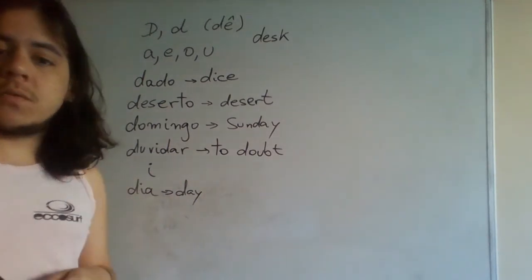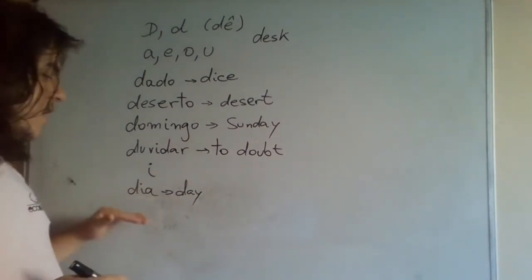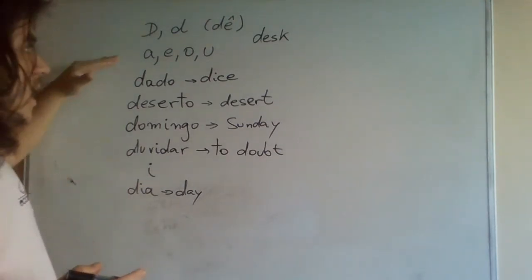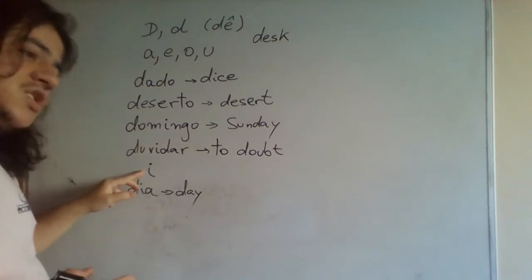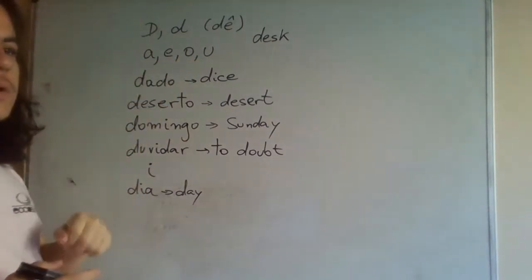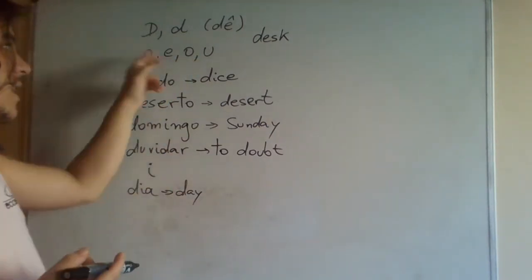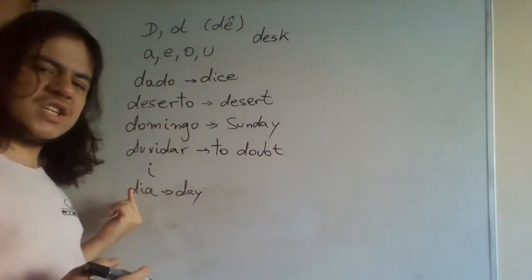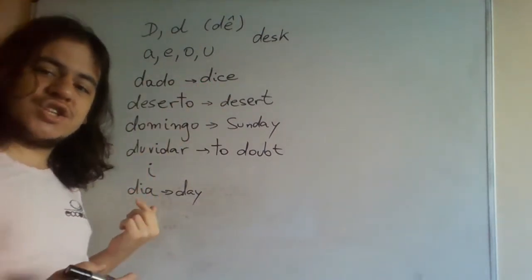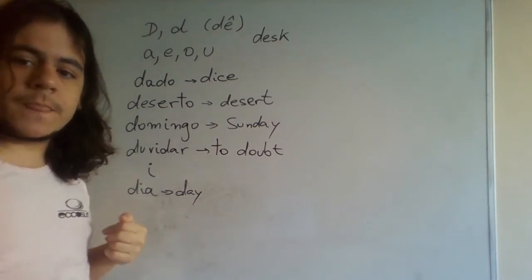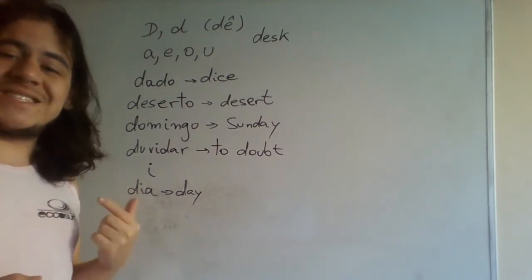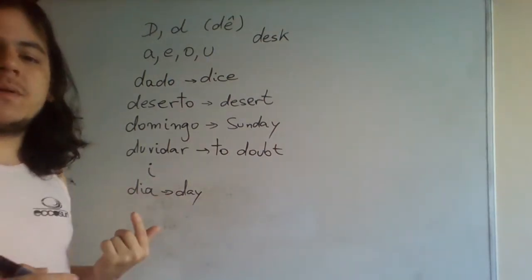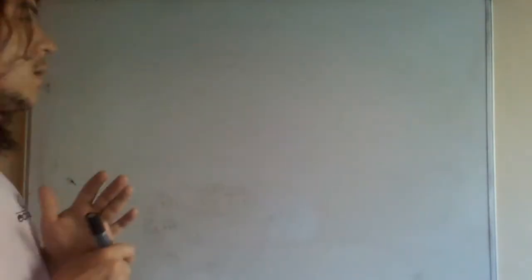Here in Rio de Janeiro, we say it like this, dia. So we say da, de, di, do with the soft sound. But you can also say da, de, di, do with the hard D. Can you notice the difference? In Rio, we say the soft sound. In some regions, people say the hard D.